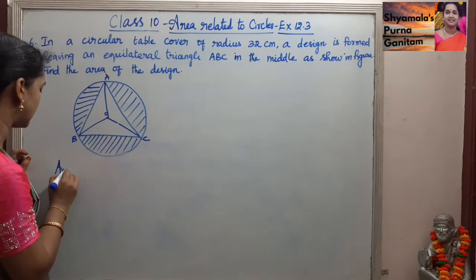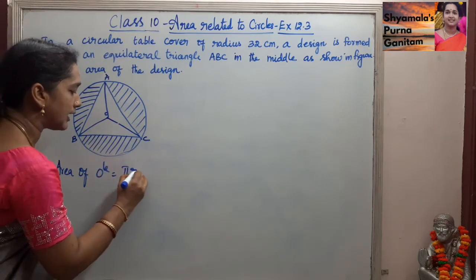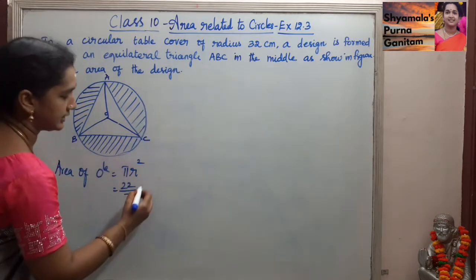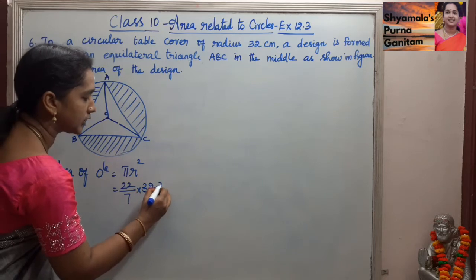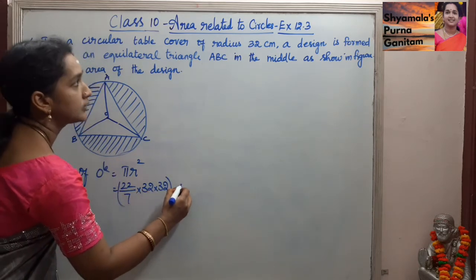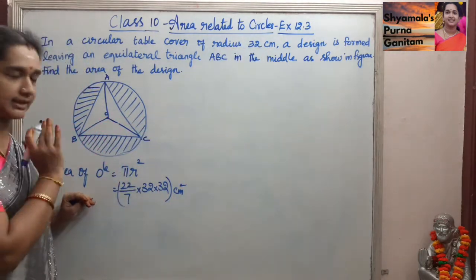So area of circle is equal to pi r square. That is 22 by 7 into radius, which is given as 32 centimeter, so 32 into 32. It is given in centimeters, so centimeter square. This is the area of the circle.